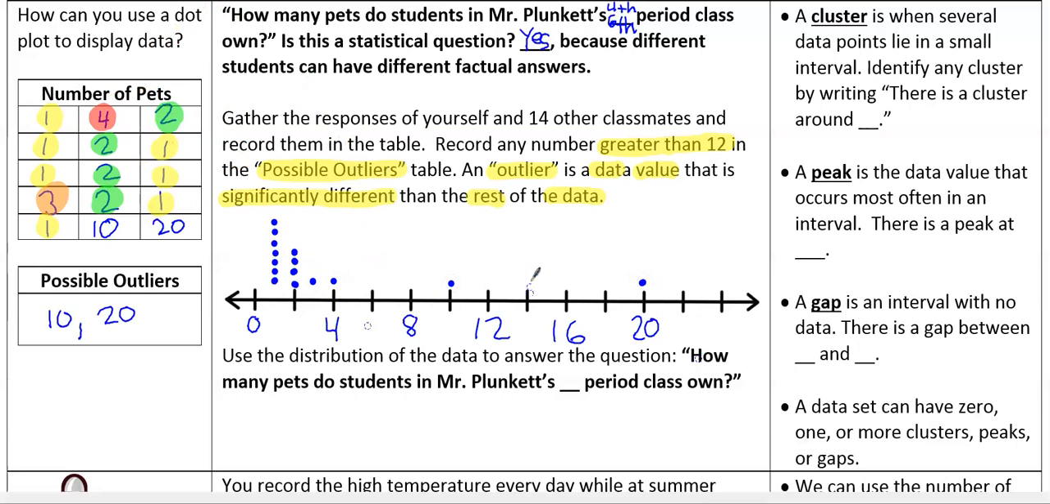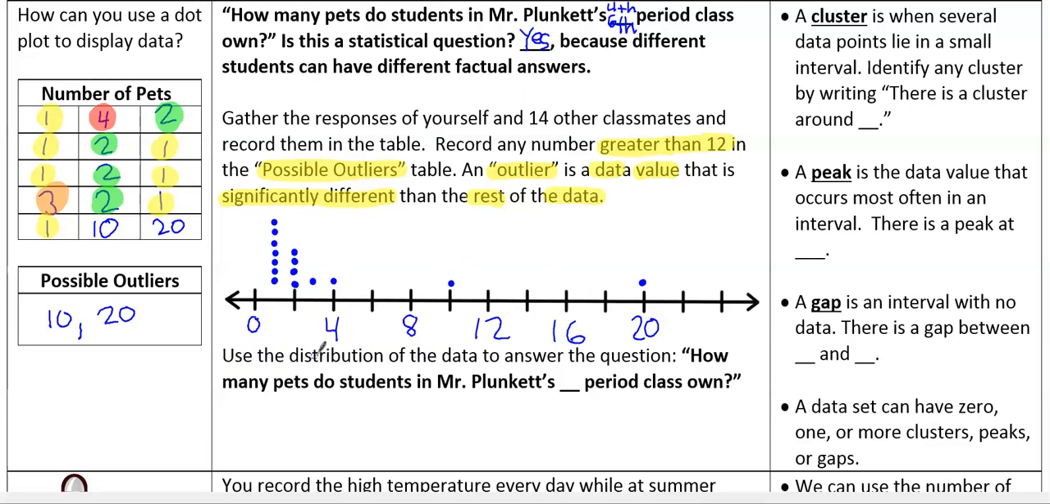This is called a what? A dot plot. It's got dots. It represents how many different responses were that value. So we had 7 responses that were 1, 4 responses that were 2, 1 that was 3, 1 that was 4, and so on and so forth.